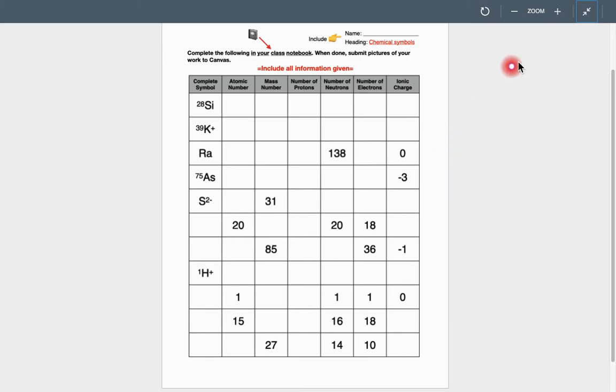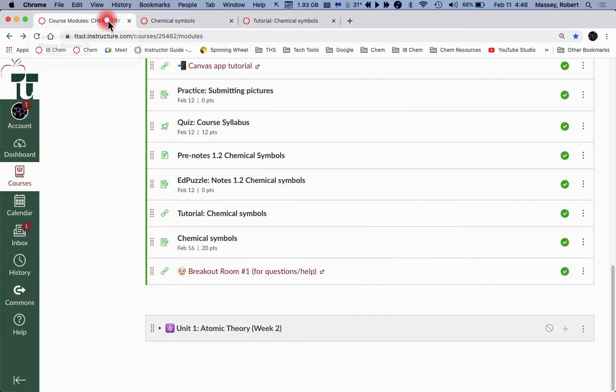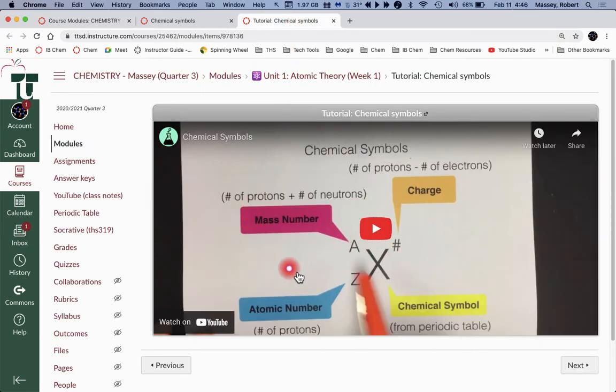Now, to help you with this, Ms. Wall has a terrific tutorial. And it's right above the assignment. So this is the assignment, chemical symbols, and right above it is a tutorial. The tutorial is for this very assignment. So let me show it to you. If you were to click on that, it'll take you here. Now this uploads into Canvas, but let's watch it on YouTube. And get bigger.